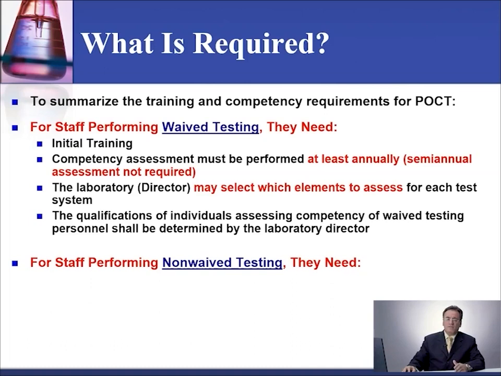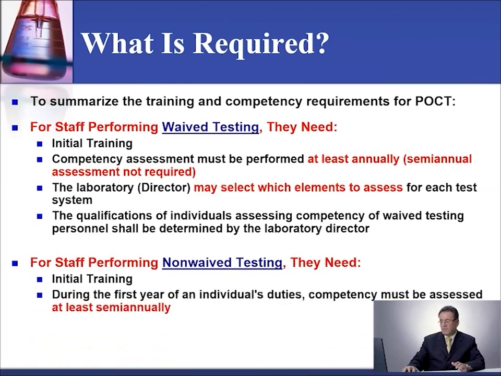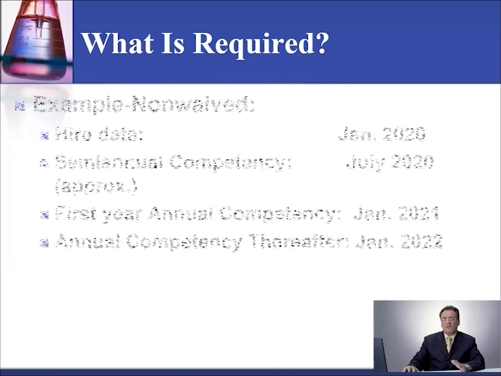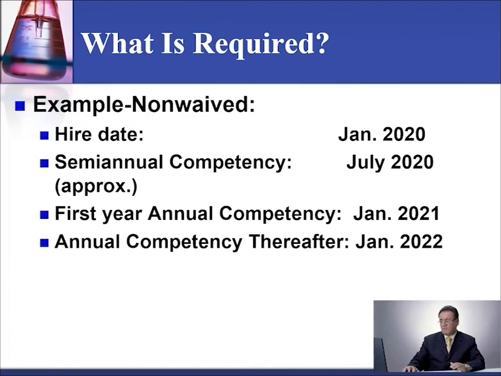How do you delegate that? You issue a letter saying I'm delegating the training and the competency assessment for the end users, for example, to the nursing manager or whoever is going to be the nursing educator or doing the training and the competency. For staff performing non-waived testing, they need initial training, and during the first year they need semi-annual and annual competency, and after that only annual competency. Let's say for non-waived, if you hire somebody in January 2020, around July 2020 they need semi-annual competency, the first annual competency will be in January 2021, and annual competency thereafter will be January 2022, 23, and so on and so forth.